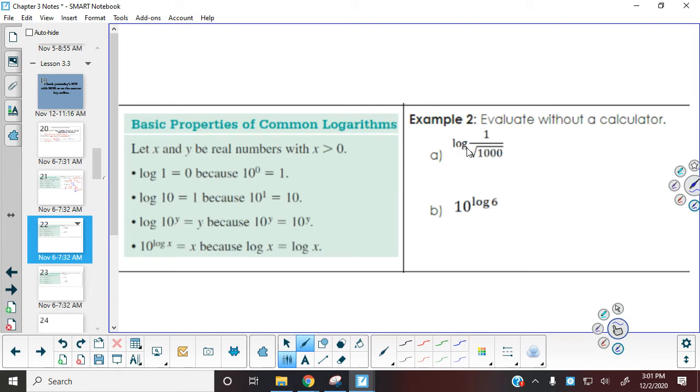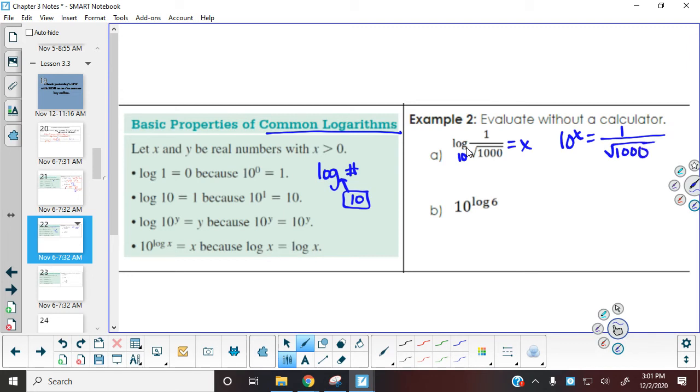That's because anytime it is just written as a log of any number, if there is no base there, it's an understood base of 10. That's what it means by common logarithms. It's a base 10. So if we think about this first one, again, we can set this equal to x. It's an understood base 10. So 10 to the x power equals 1 over the square root of 1,000.